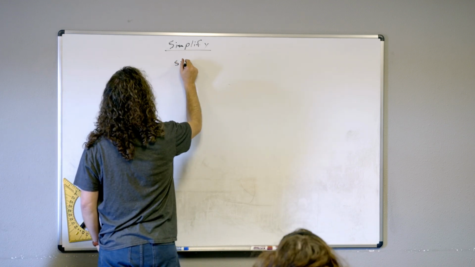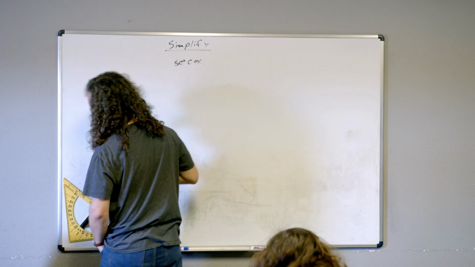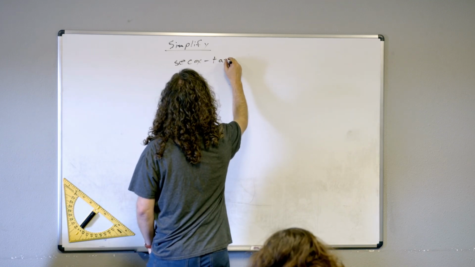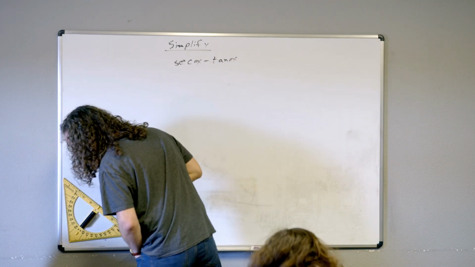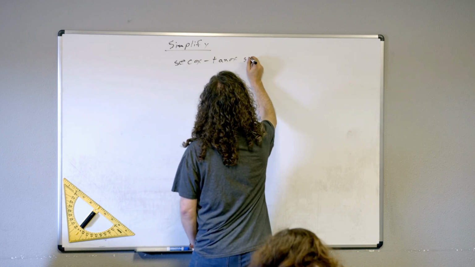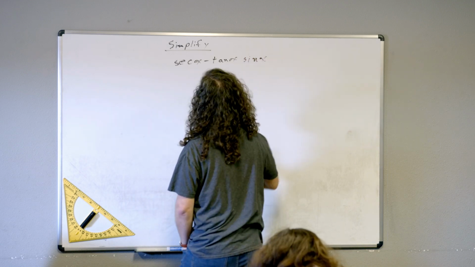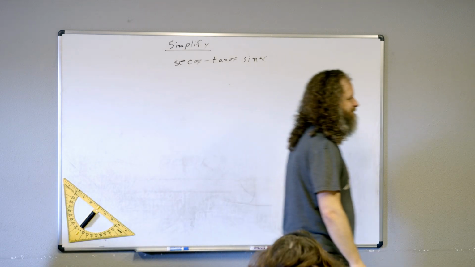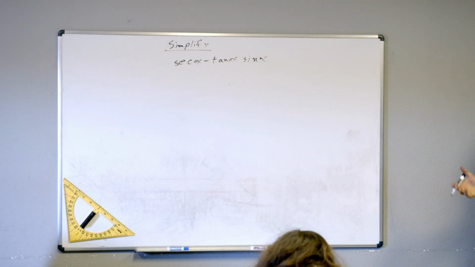The secant of x minus the tangent of x times the sine of x. Now you remember all those identities that we were learning? Now we get to use them.